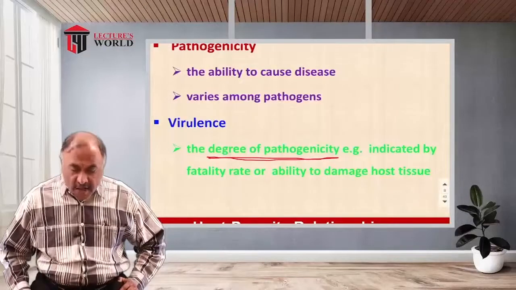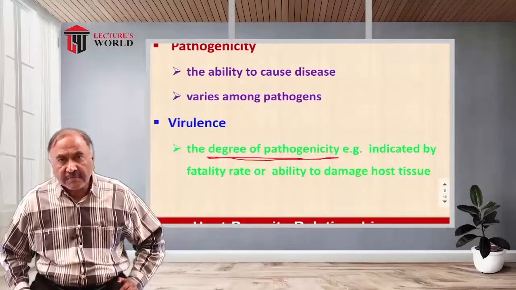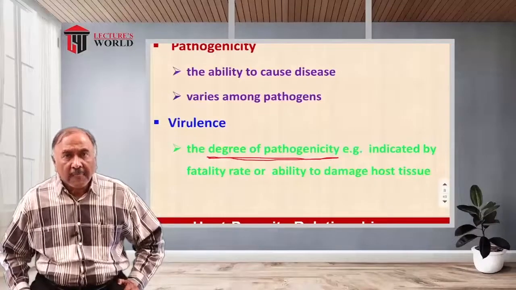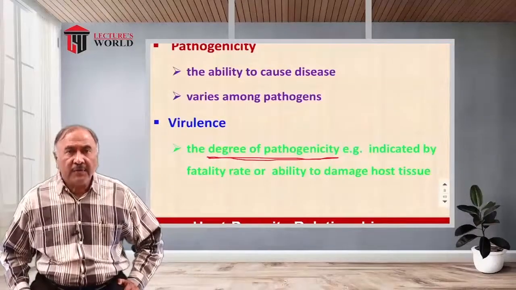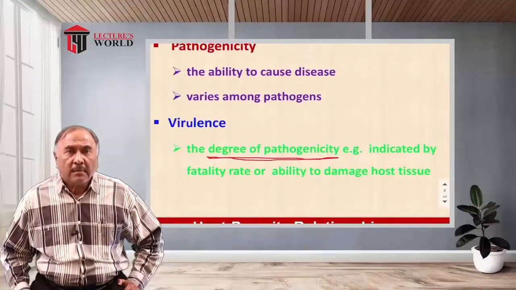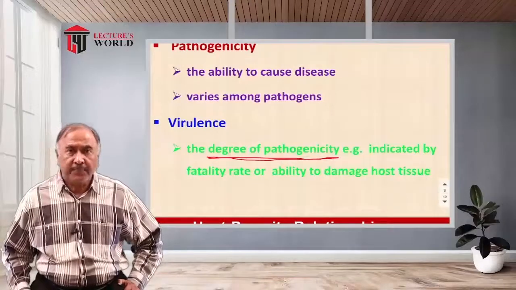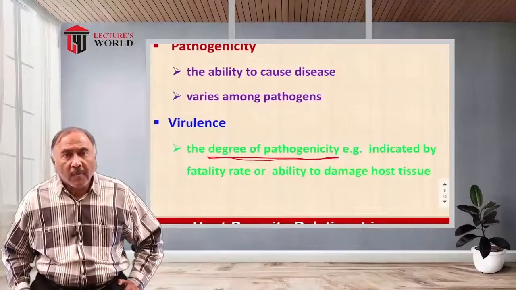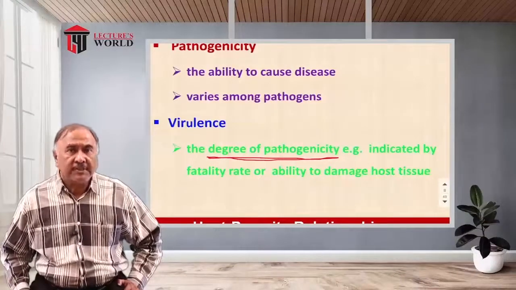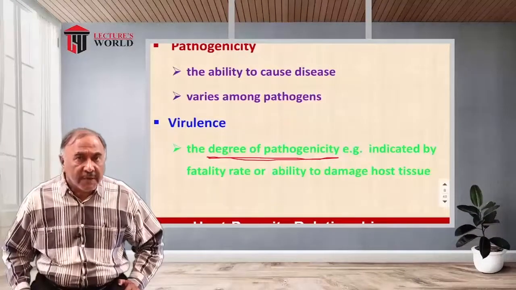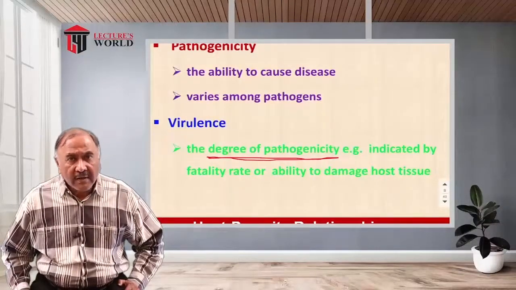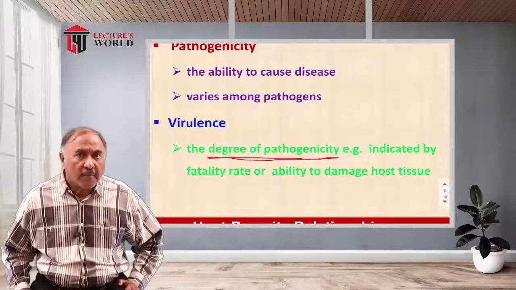And it is indicated by fatality rate. Fatality rate means mortality. The severity of a disease is indicated by morbidity and mortality. Morbidity means how many individuals are affected or suffering from that particular disease. And second, fatality or mortality.